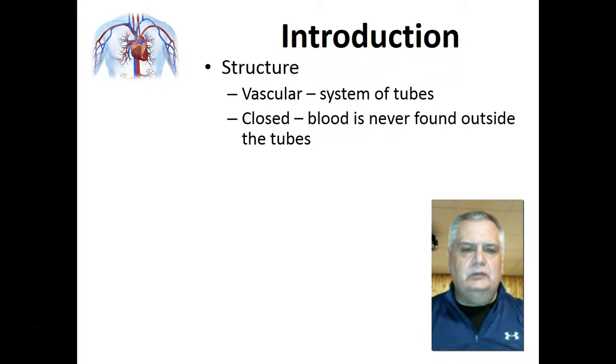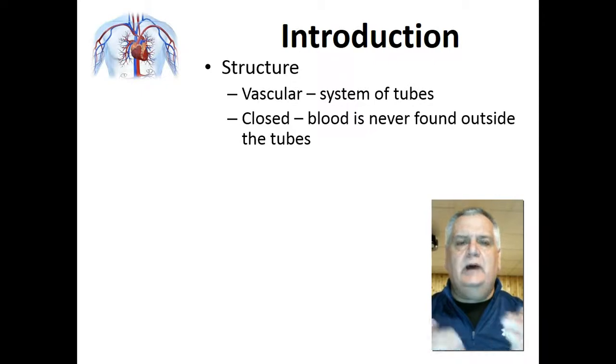And you may say, well, that makes sense, but there are organisms that have what we call an open circulatory system, where the blood is found outside the blood vessels for a period of time. For example, we may take a look at lobsters or crayfish. They have an open circulatory system.